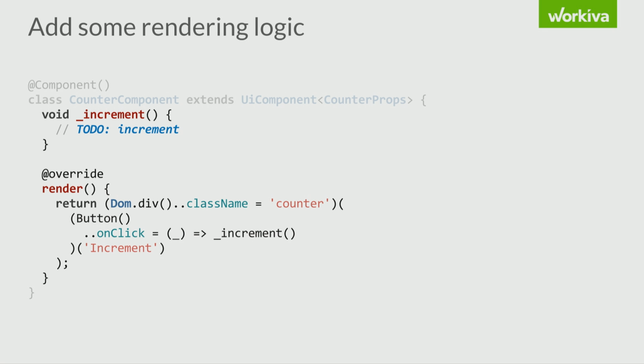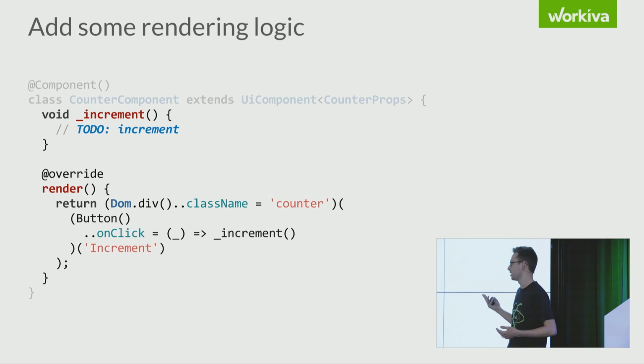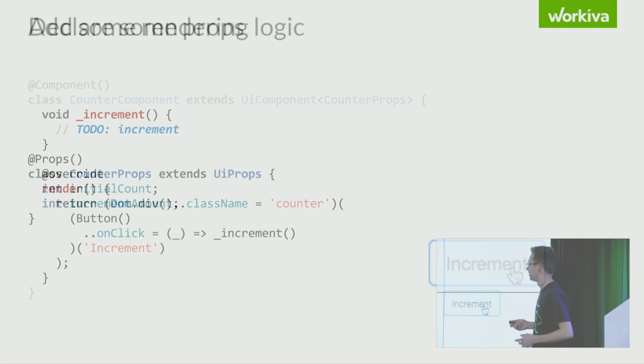And so first, I'm going to add some rendering logic to my component. I'm going to add a container and then render a button and just wire up an on-click handler that I'll stub out for now. And you can see it does what we expect. It's a button that doesn't do anything.